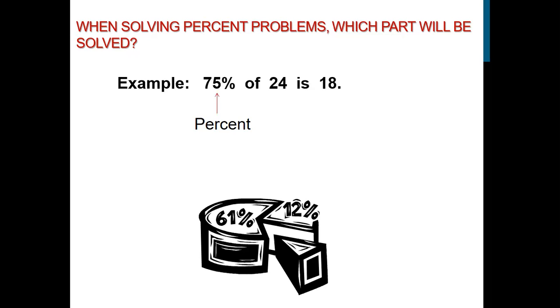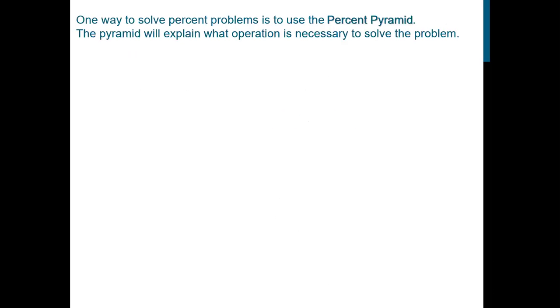So 75 is easy to pick out. That's my percent. 24 is my whole because it follows the word of. And then 18 is my part because it follows the word is. Now I'll repeat it again.